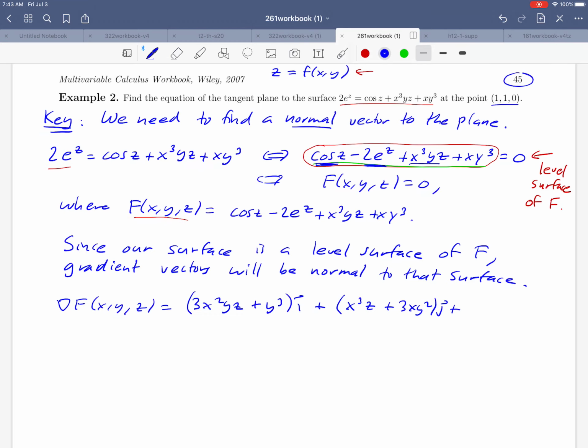Okay, and then what about the derivative with respect to z? Well, there, derivative of cosine of z is negative sine of z minus 2e to the z. And then we're going to get a derivative of x cubed y, it looks like. Okay, for that last one.